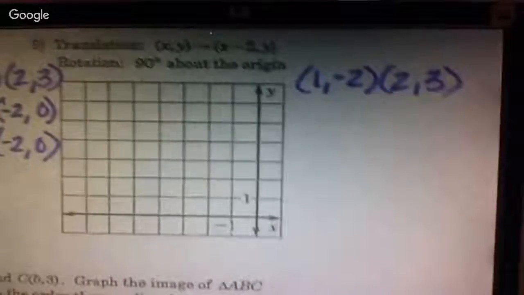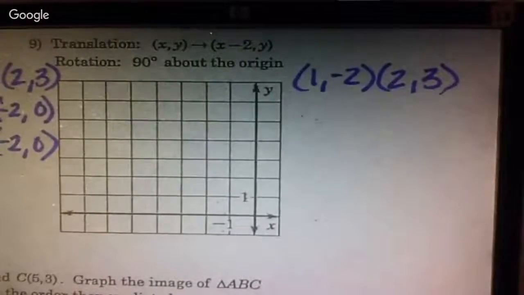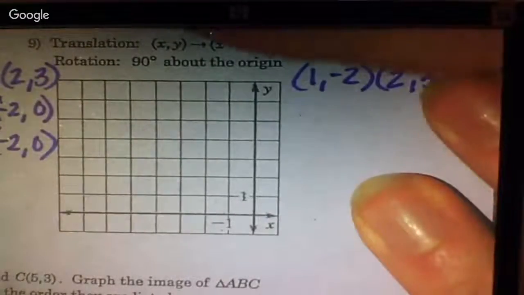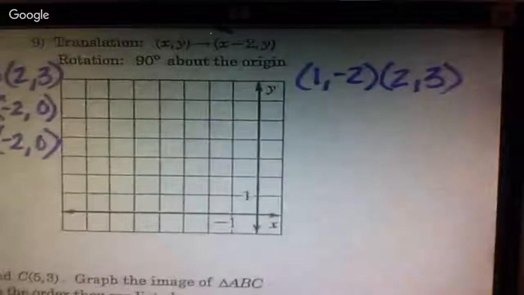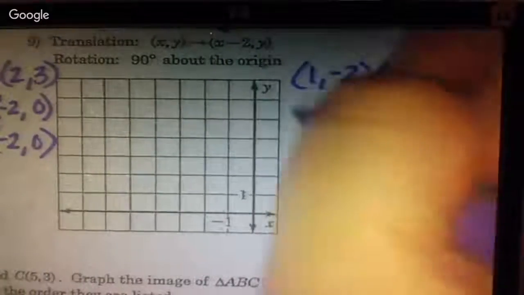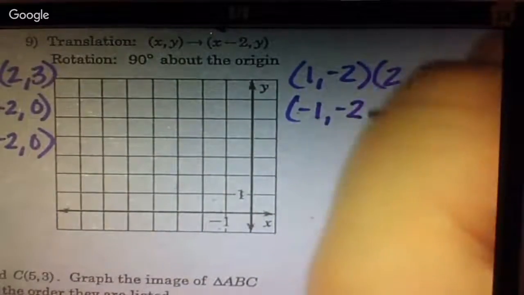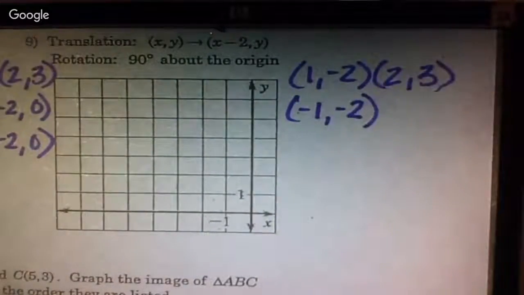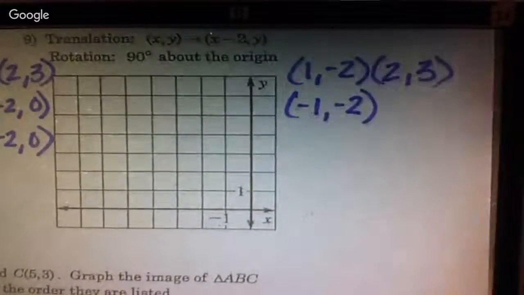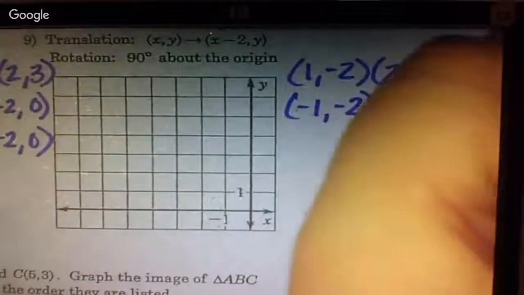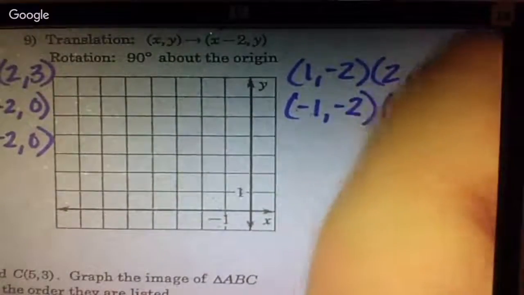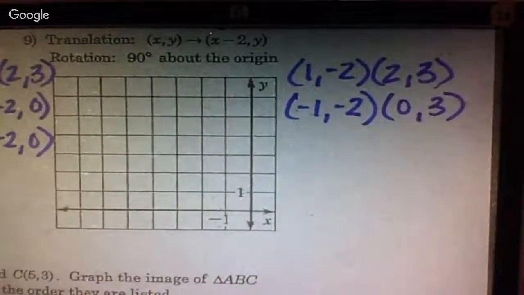Did anybody else do the whole thing? I did. Okay, what are we doing first? Translation going to the left. So we're going to subtract 2 from my x's. Negative 1, negative 2, and 0, 3. At least I wrote it down right.